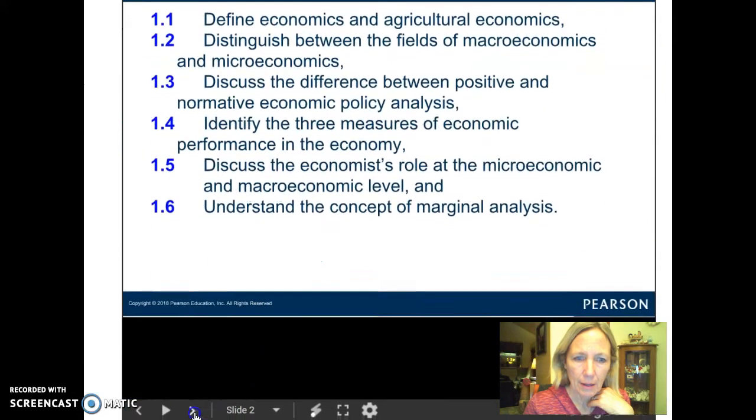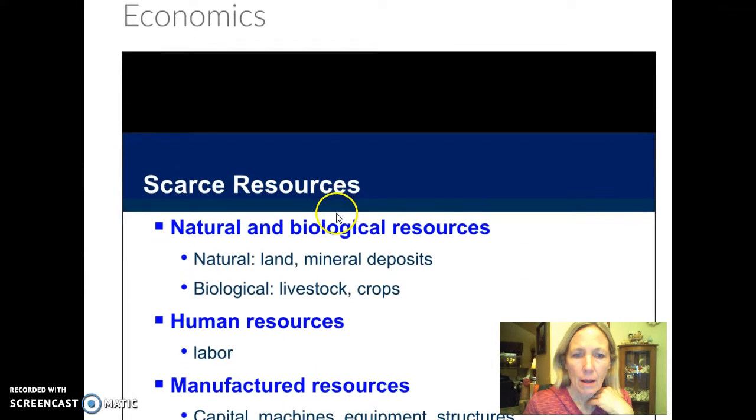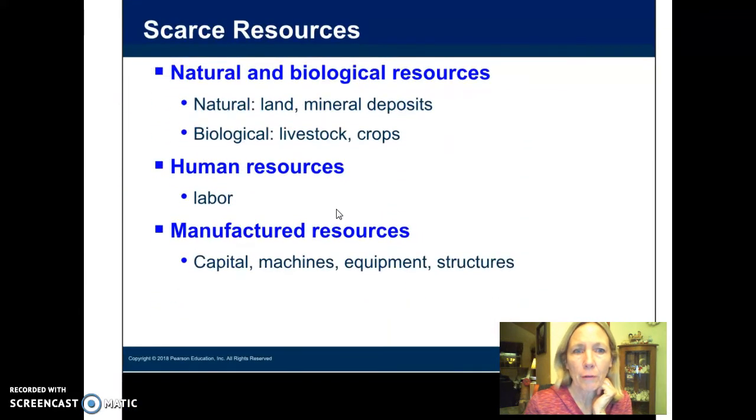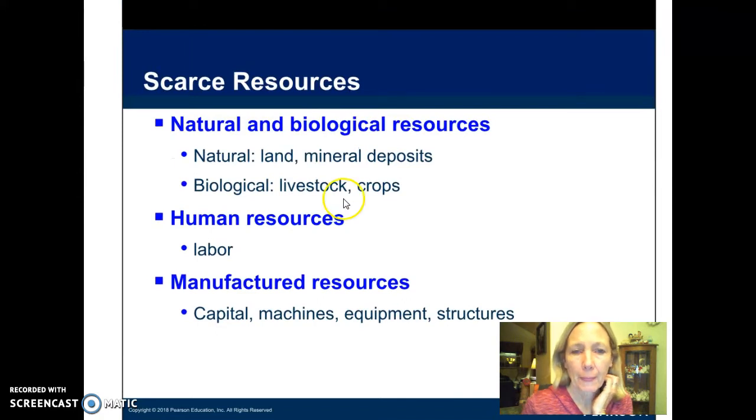We're going to skip this slide, go to the next one. Really, economics is about overcoming scarcity. And you can have different types of resources. Resources are also known as inputs in economics. Different types of resources that are scarce. You can have natural and biological resources, human resources, or manufactured resources. So natural and biological resources could be things like land, mineral deposits, or water in California.